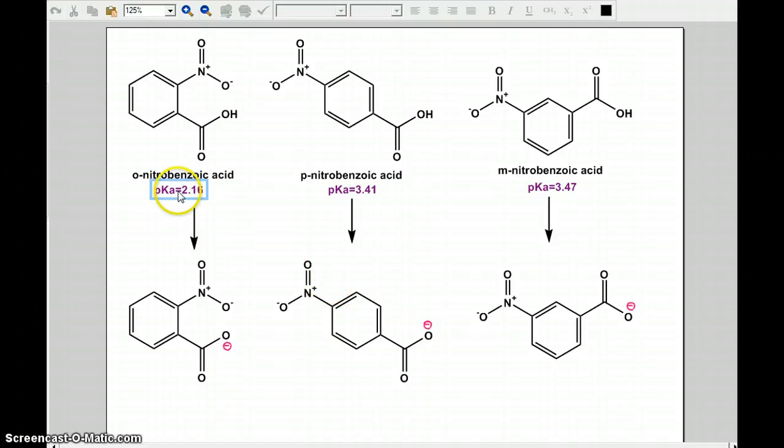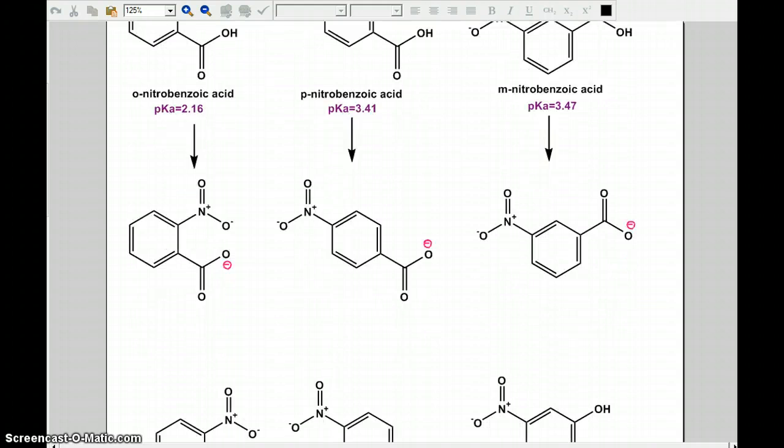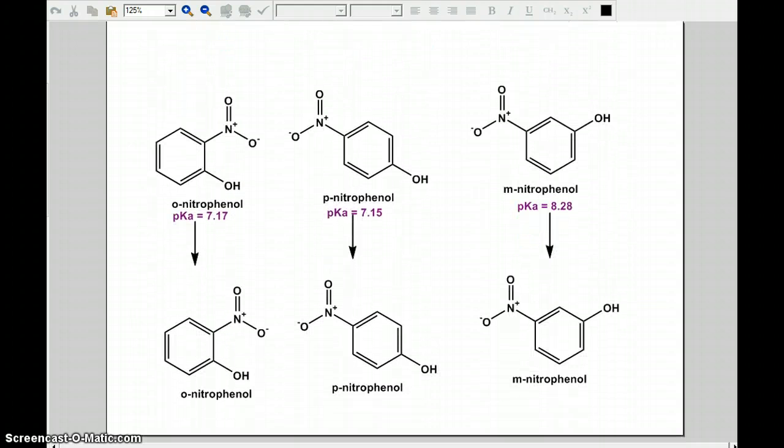But the real question is, why is the pKa of ortho-nitrobenzoic acid less, right? Or why is ortho-nitrobenzoic acid more acidic than each of these? Okay, this is actually a discrepancy, because it is exactly the opposite of what we saw with the pKa of phenols or substituted phenols. Okay, if you look at the pKa of substituted phenols, what you see is that ortho-nitrophenol has a pKa of 7.17, para-nitrophenol has a pKa of 7.15.